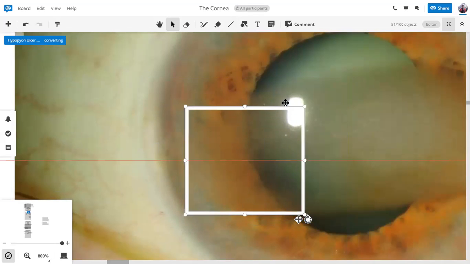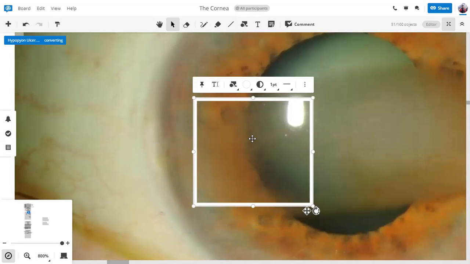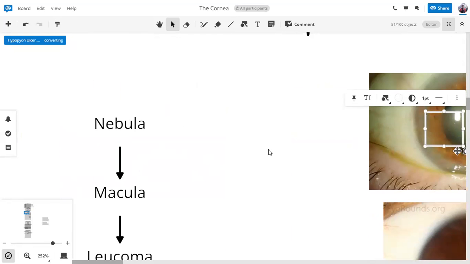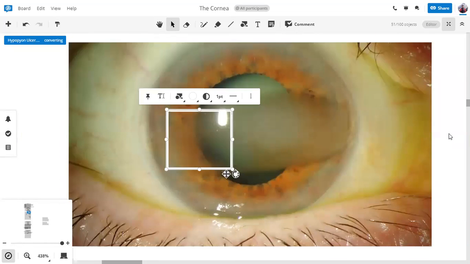Yes. So such an opacity in which you are not able to appreciate the finer details of the iris, but you can clearly demarcate the boundaries and the pupillary margin, such an opacity is called a macula. All right. So such an opacity is a macula.